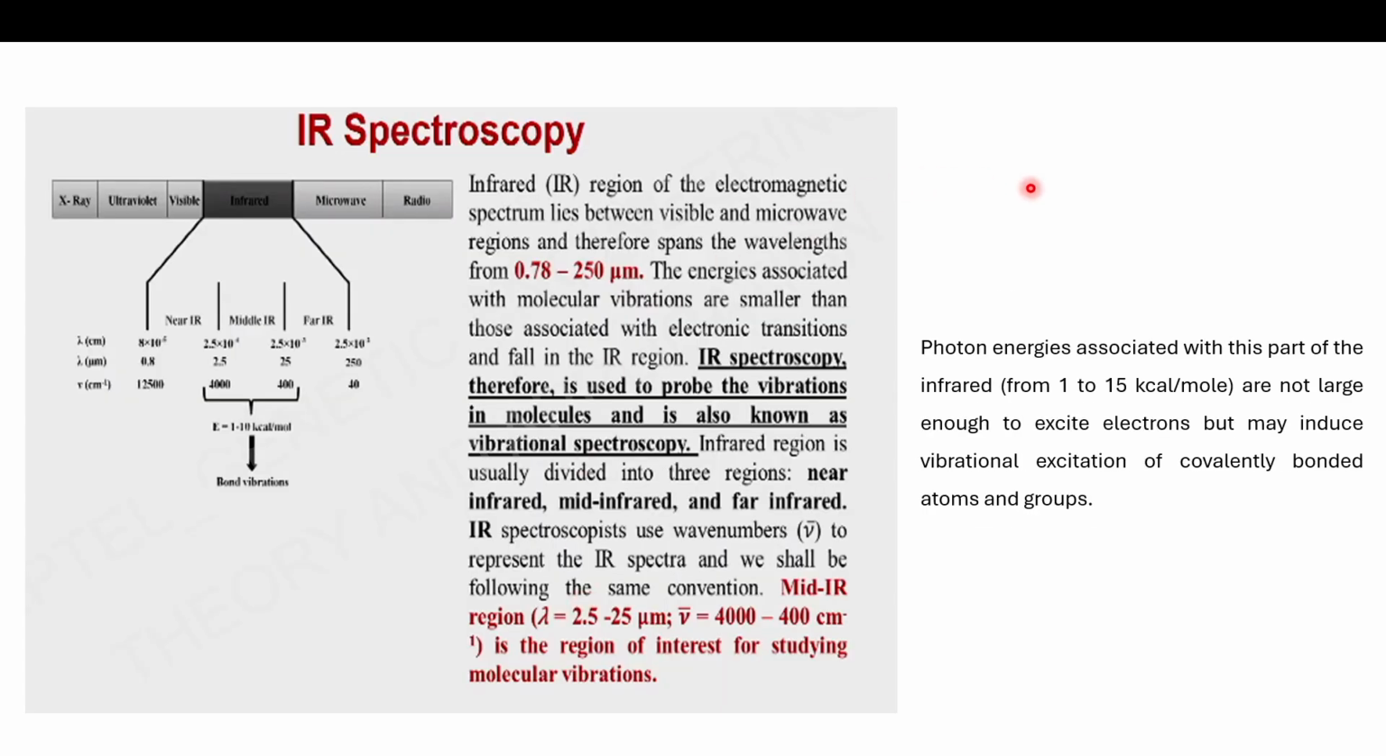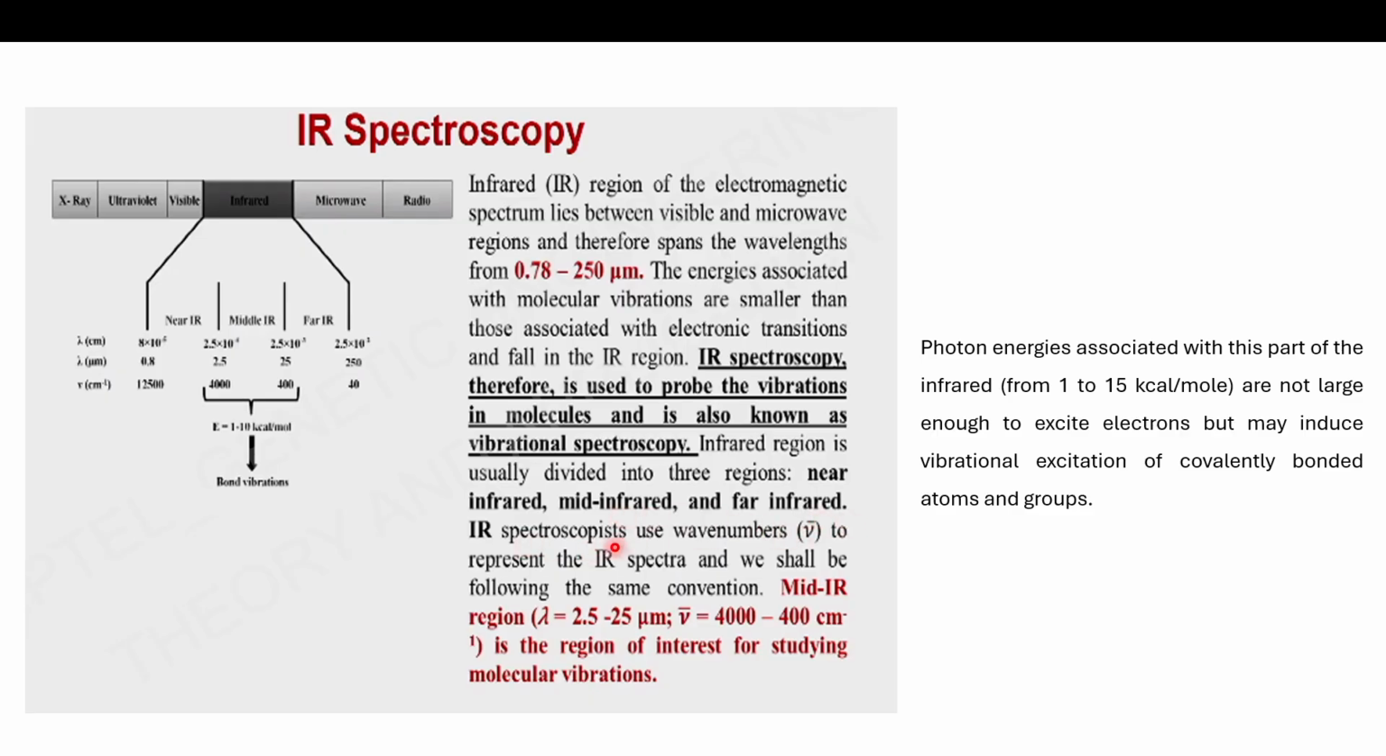Okay, next we come to infrared spectroscopy. The infrared region is considered around this range. The energies associated with molecular vibrations are smaller than those associated with electronic transitions and fall in the IR region. Basically, this is used to probe the vibrations in molecules, and IR spectroscopy is also known as vibrational spectroscopy. Now, this particular region is divided into three subdivisions: the near infrared, the middle infrared, and the far infrared regions.